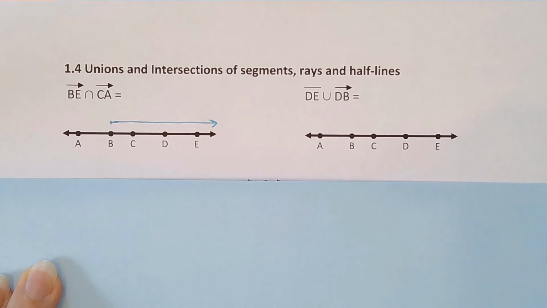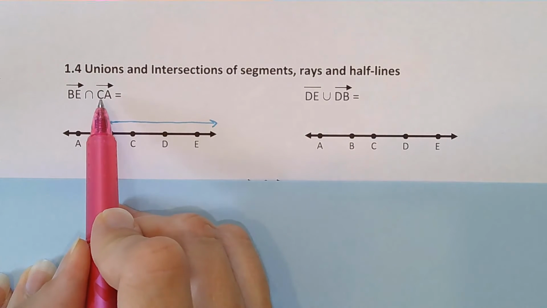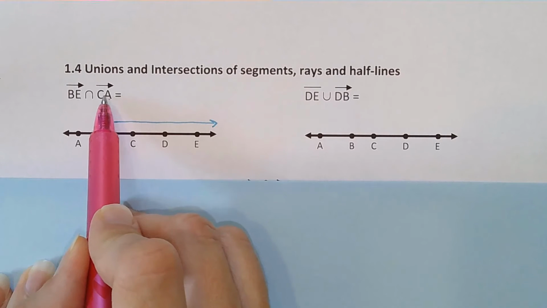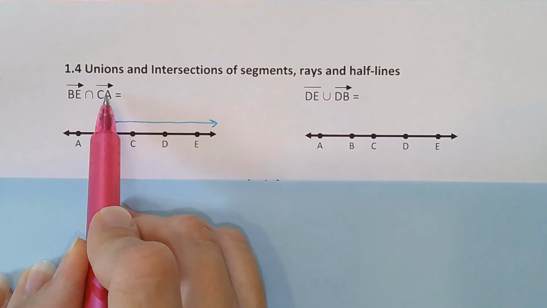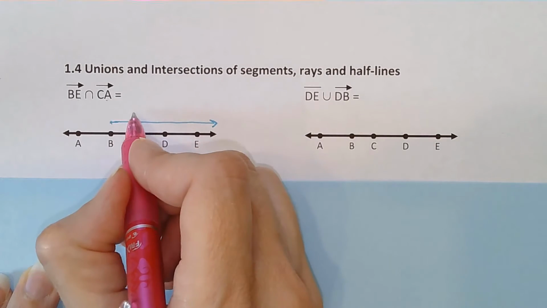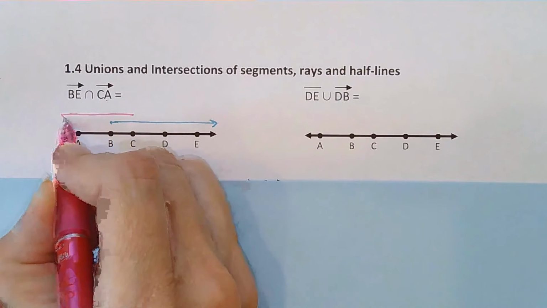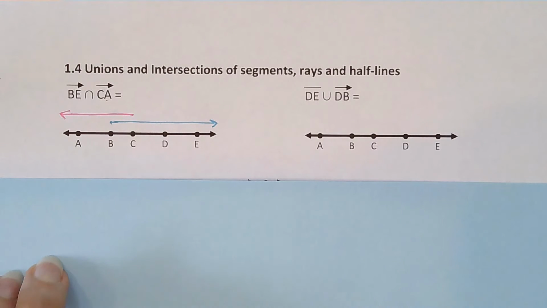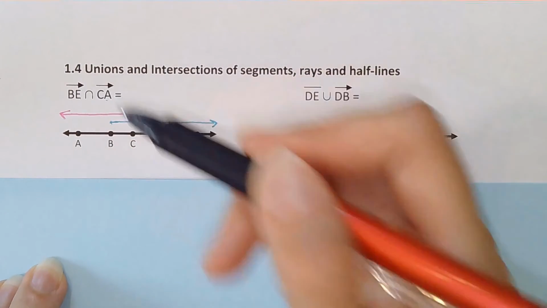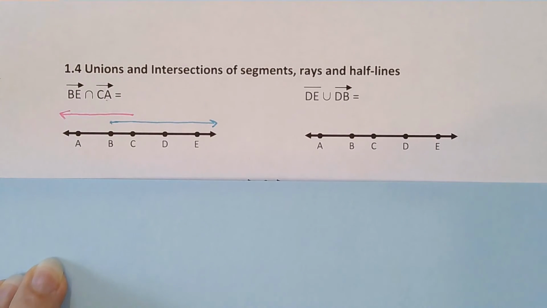Then I'm going to grab my other color and draw in this other ray. I want ray CA. This tells me it starts at C and it goes toward A. So I'm going to start at C and go toward A. Okay, so I see my 2 colors there. I've got that pink line on top and that blue line on the bottom. And remember that I'm looking for the intersection. The intersection means what they have in common. So what is it that these 2 rays have in common?